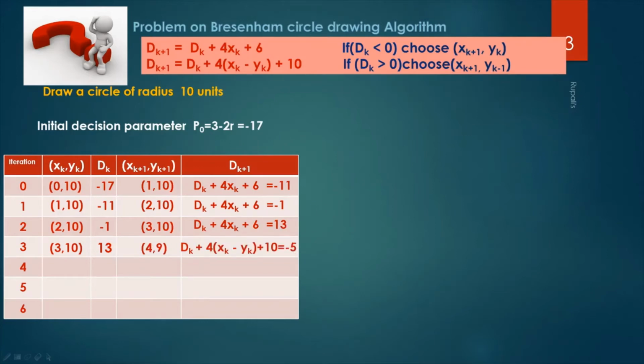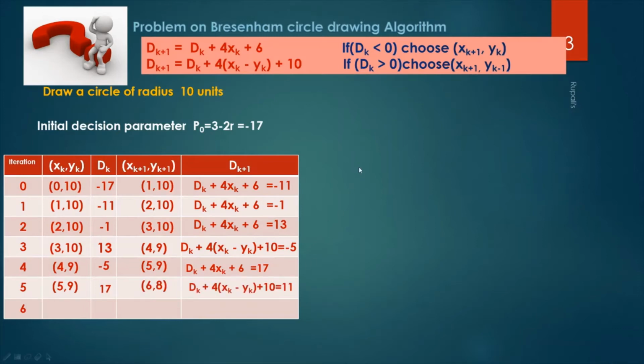Now our next point is (4, 9), decision parameter minus 5. Which case? First case. So (xk plus 1, yk), so it is (5, 9). Which formula? First formula. It is positive, it is 17. Next point, which case? Second case, (xk plus 1, yk minus 1). So it is (6, 8). And what is our next decision parameter? It is positive, means second case.